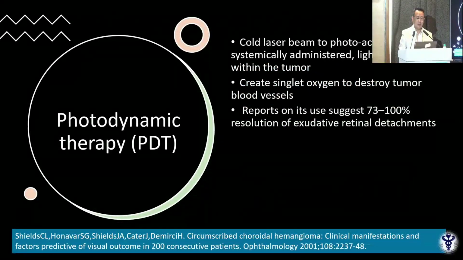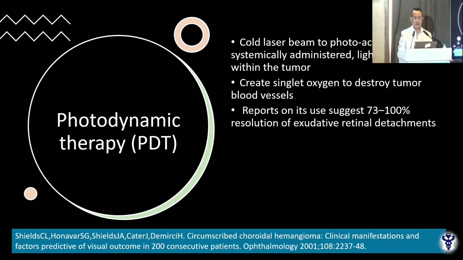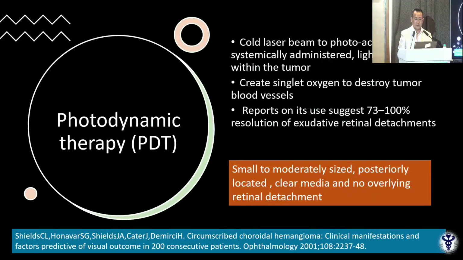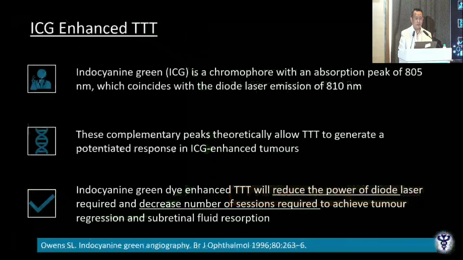Another modality is PDT, that is photodynamic therapy, where a cold laser beam is given to photoactivate a systemically administered dye, that is verteporfin, which you commonly use, which creates singlet oxygen to destroy tumor vessels. It helps in the resorption of the subretinal fluid, around 73 to 100%. So what are the indications? They are indicated in a small to moderately sized tumor. The tumor should be localized in the posterior portion, and there should be clear media and no overlying subretinal detachment.